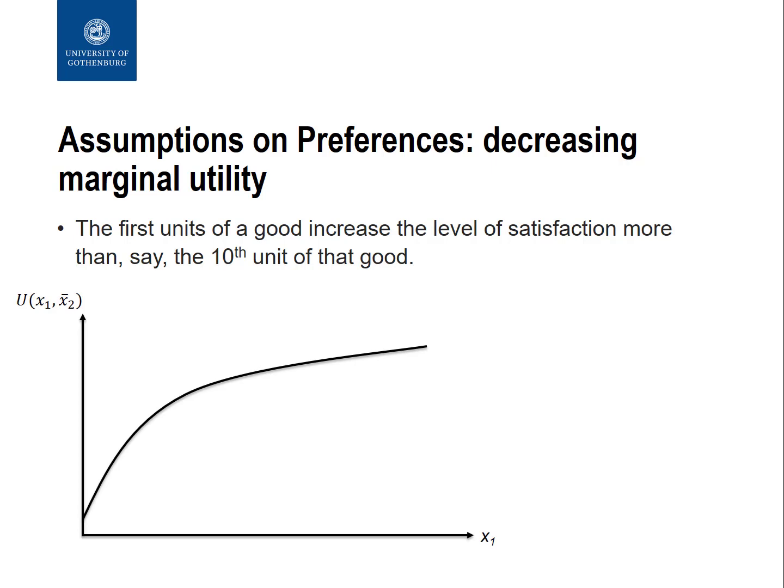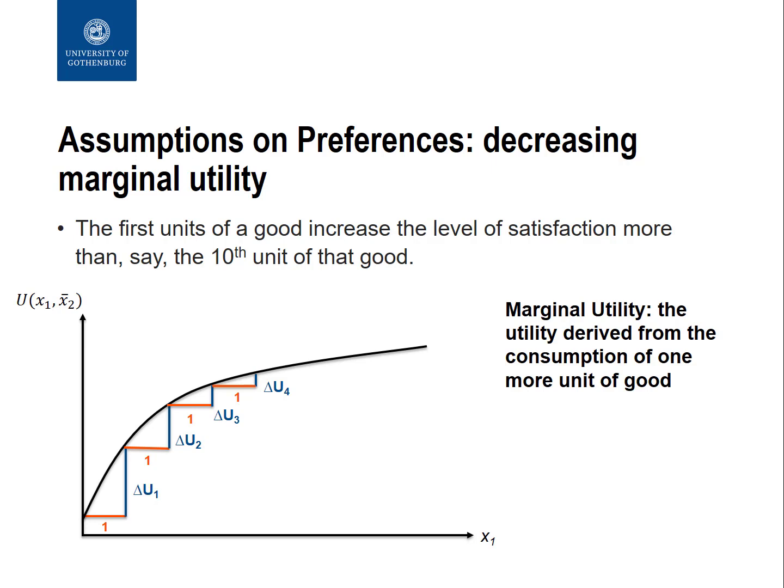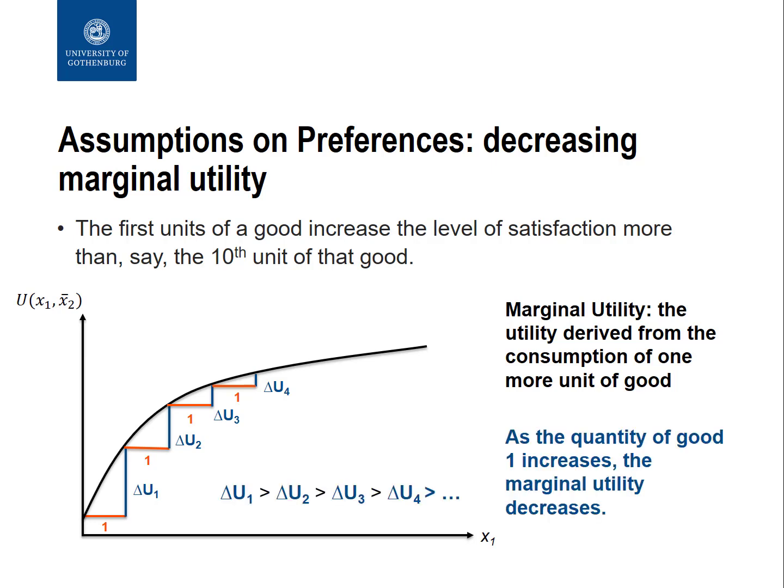Imagine you are hungry. The first burger you will eat will provide you with a lot of satisfaction. The second one, probably a little bit less. The third one, less than the second one again, and so on. The marginal utility is simply the utility or satisfaction that you derive from one more unit of the good. And the assumption of decreasing marginal utility means that the marginal satisfaction you get from the good, like a burger, decreases as you have more of this good.